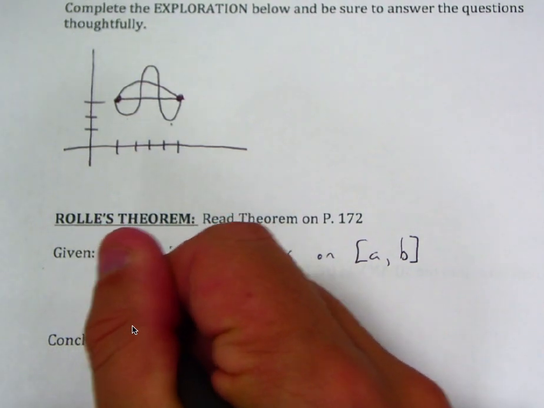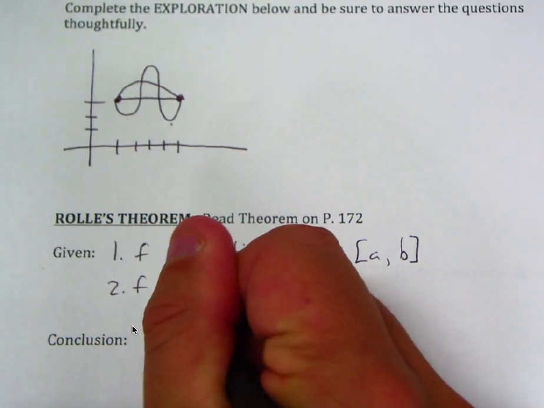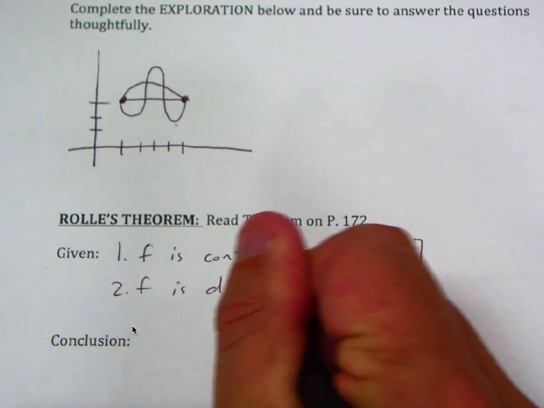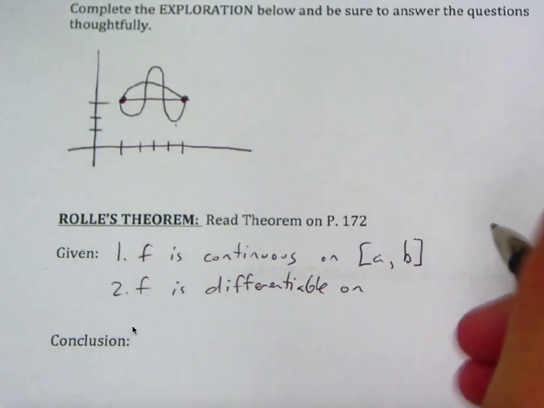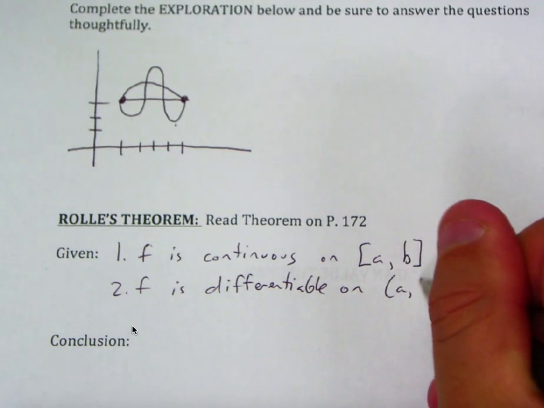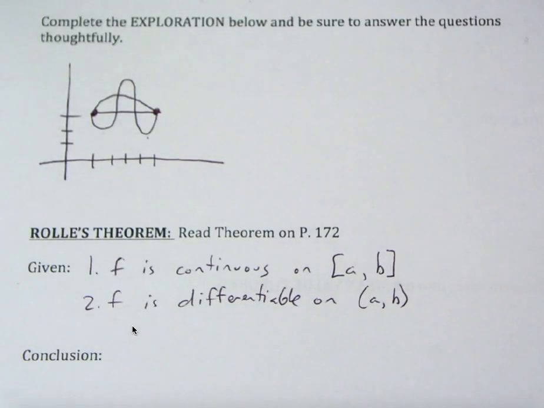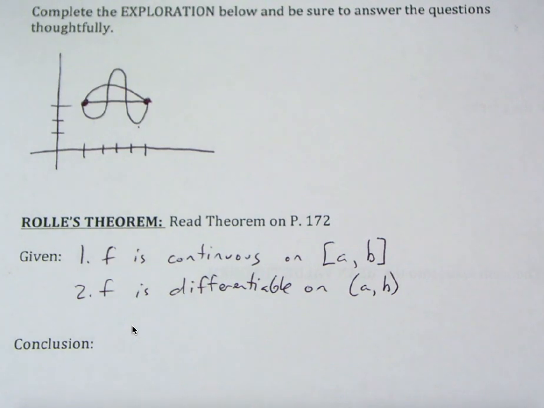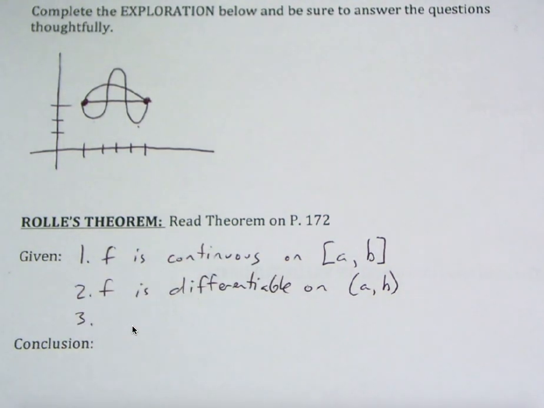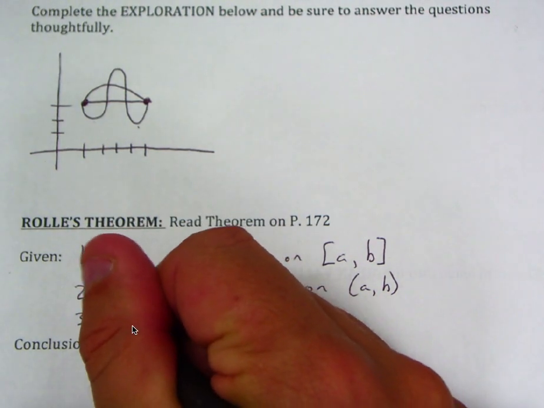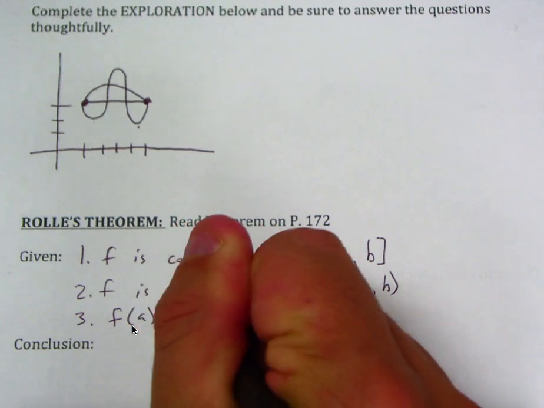2, your function is differentiable on the open interval. That means no discontinuities, that means there's no sharp turns, anything of that nature, no vertical tangents. And the last thing that has to be true, the last condition, is the y values of the endpoints have to be equal. And this is a biggie here as well. So f of a has to equal f of b.